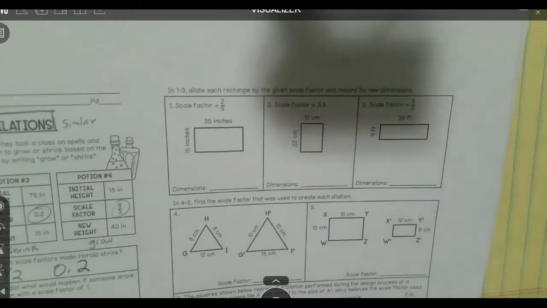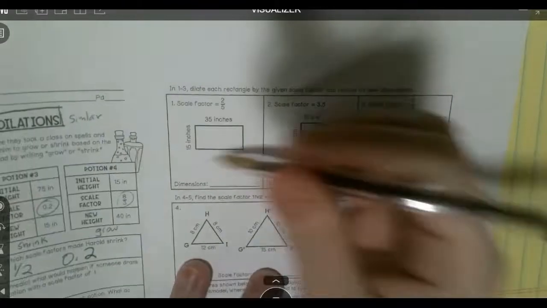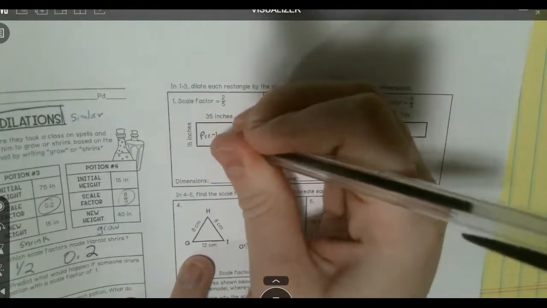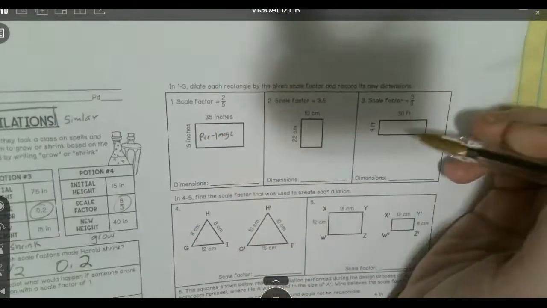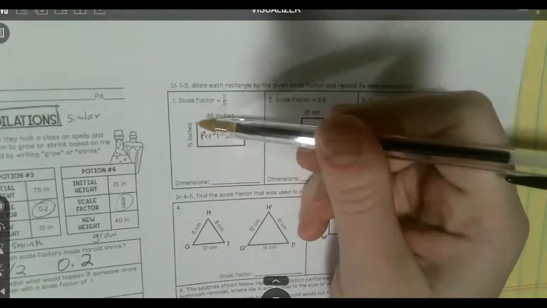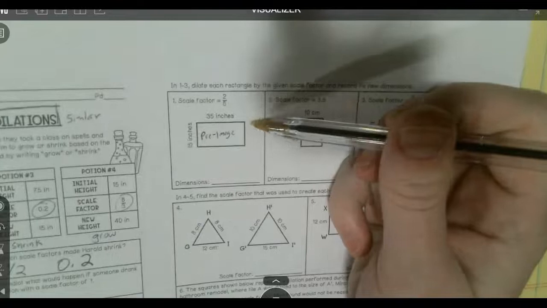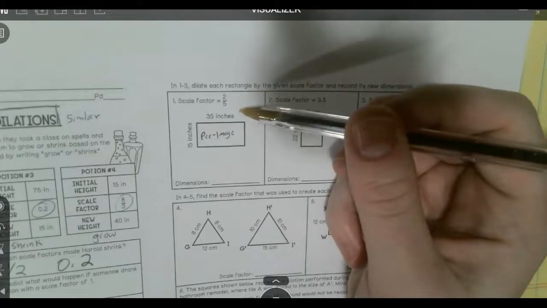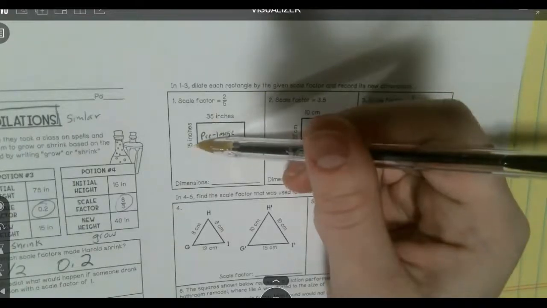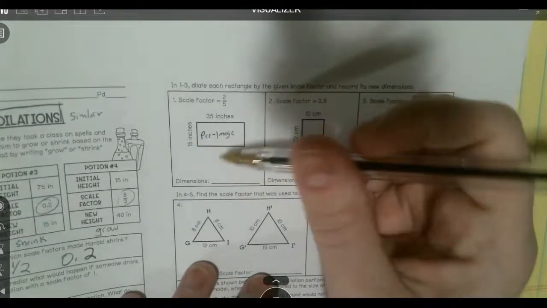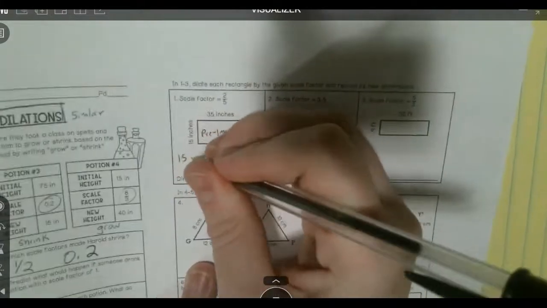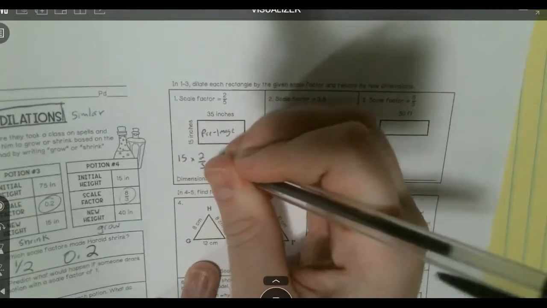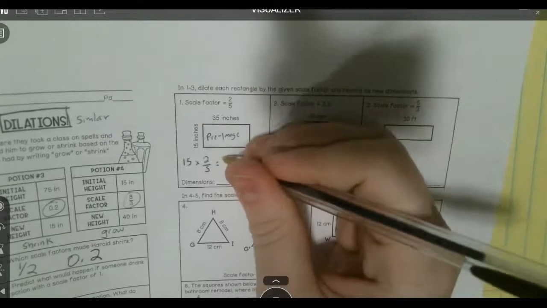All right, so let's go ahead and take a look at our first couple of problems and see what a dilation looks like. We have our pre-image right here. Okay, this is the original, and it is 15 inches by 35 inches. And I'm being asked to dilate each of these figures, each rectangle, by the scale factor. This means I have to take 15 times 2/5. So I'd say 15 times 2/5, put that in my calculator, and I get 6.